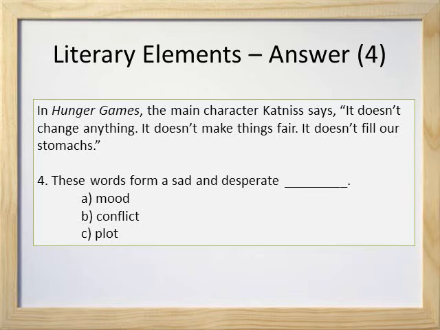The correct answer to number 4 is A, mood. We know this is the answer because as we read these words by Katniss, these words create certain emotions or feelings for the reader. We know that the answer can't be B, conflict, because no problem is told in these words that needs to be solved in the story. And we know the answer can't be C, plot, because no events or actions in the story are stated in these words. So the only possible answer is A, mood.